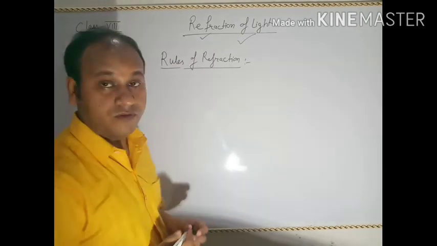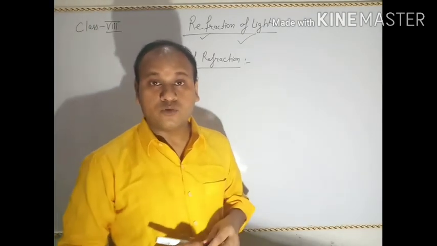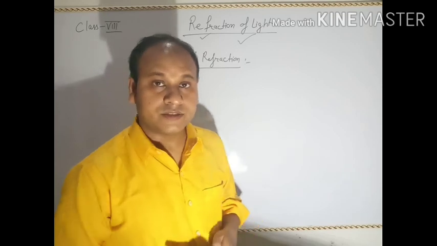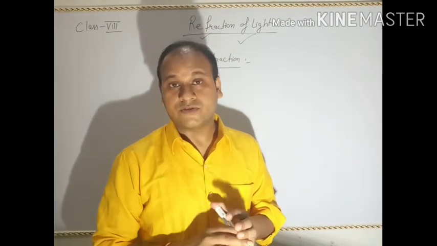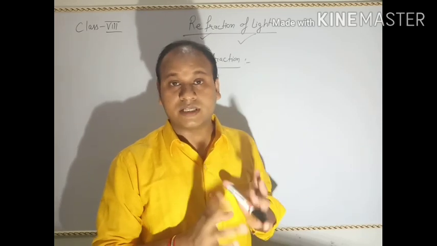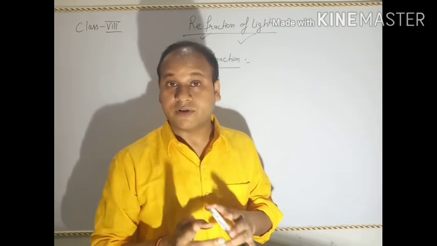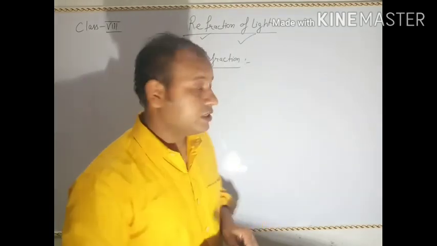Rules of refraction of light. So there are basically two rules of the refraction of light. The first rule is for when the ray of light enters from rare medium to denser medium, and the second rule is for when the ray of light enters from denser to rare. Let us see how.